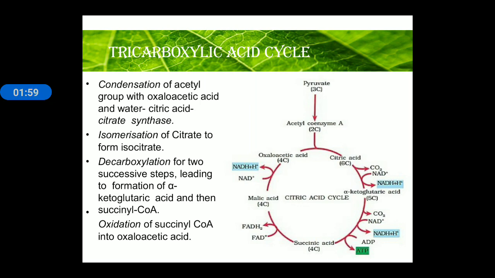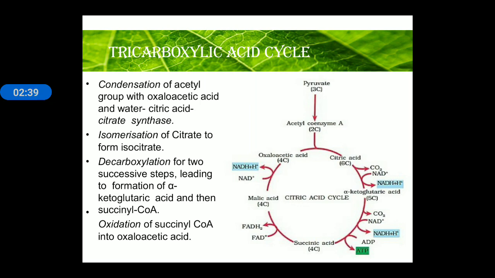So these are the cyclic steps that take place, and in this process there is production of NADH. NADH is formed at the alpha ketoglutaric acid step, and at the succinic acid step ATP and NADH will form. At the malic acid step FADH will form, and at the oxaloacetic acid step NADH is formed again. So these are the major steps in which we can see NADH and ATP formation and FADH formation take place. So let's start with these points.